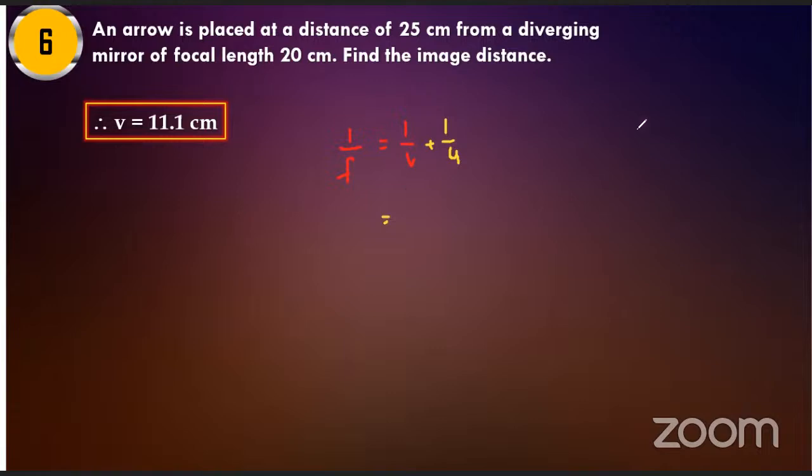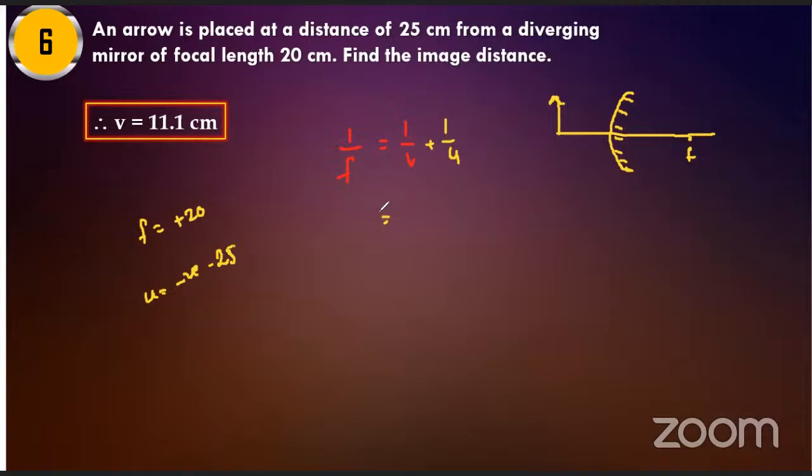What is given in this question? Focal length is given. Is focal length positive or negative for a convex mirror? Positive. So F is plus 20. Next, the object distance is given. Is it negative or positive? Negative. U is negative, minus 25. Substitute here. 1 by V is equal to 1 by F minus 1 by U.